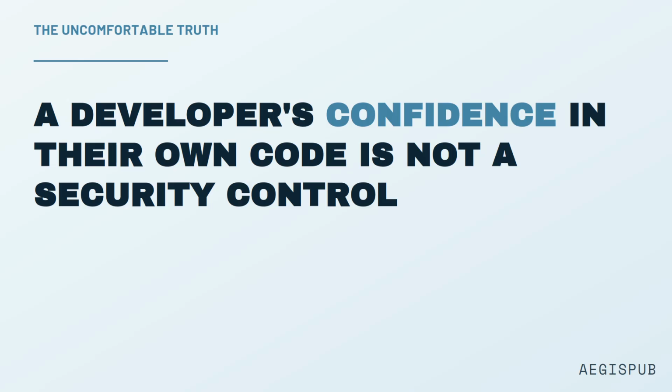A developer's confidence in their own code is not a security control. The server must validate independently, always without exception, as if the client had done nothing at all. The architectural philosophy: designing systems that enforce this at every layer.